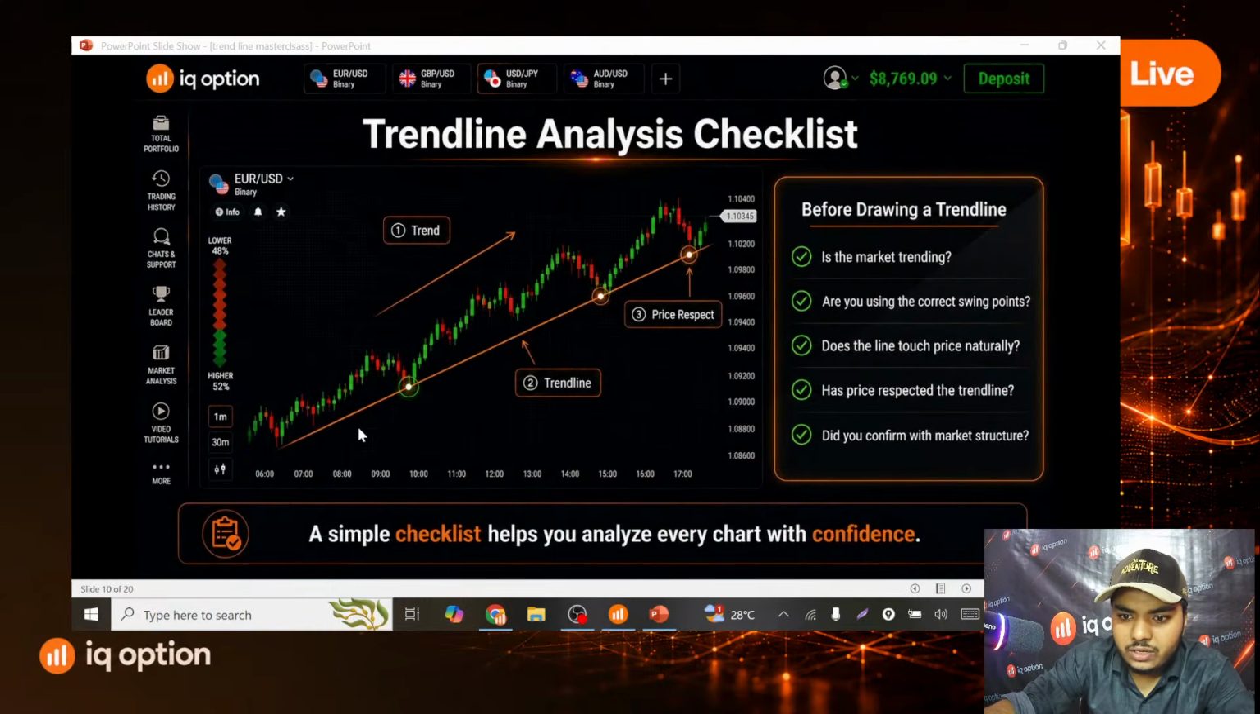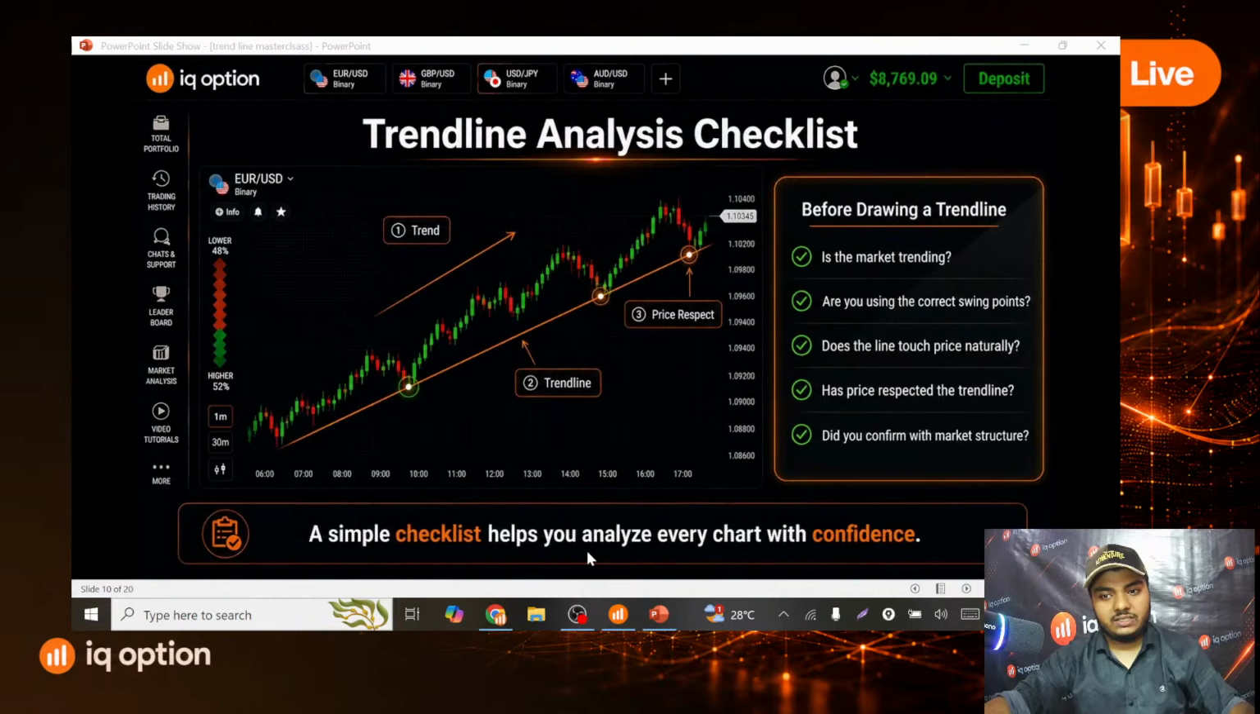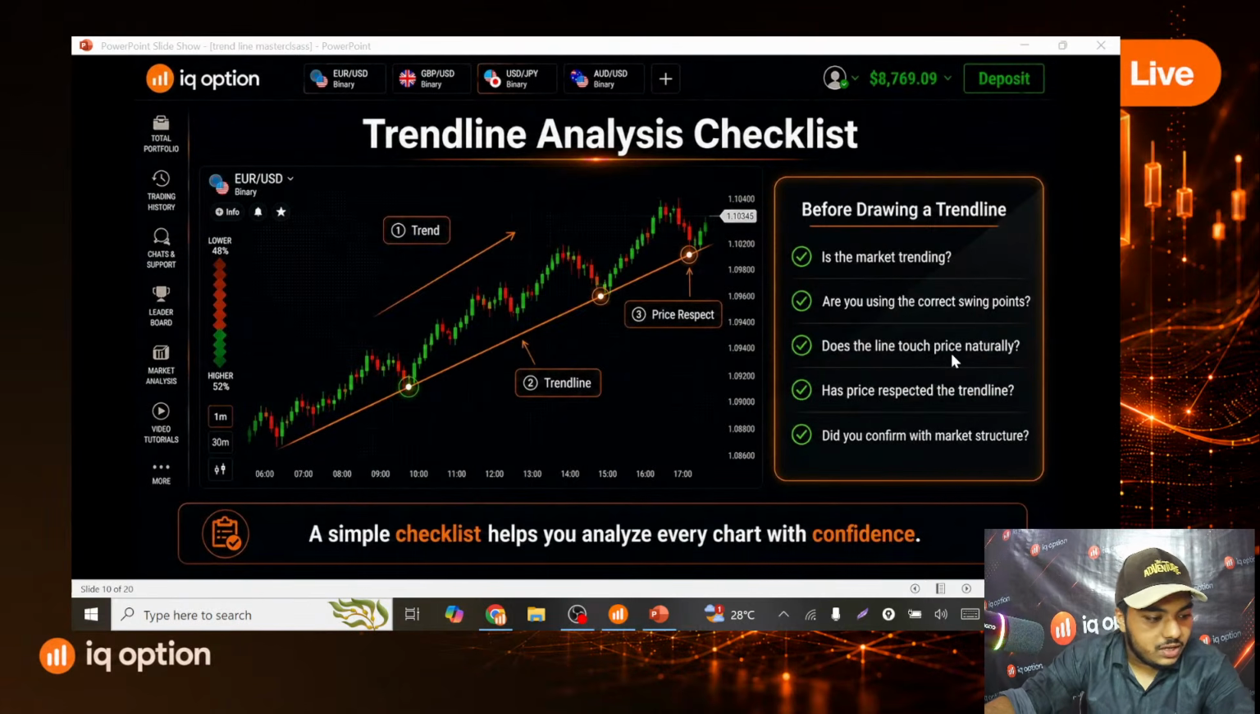If you just understand this and also follow the market structure, you will become a pro at making any decision in trading. A simple checklist helps you analyze every chart with confidence. Okay, always, guys, ask yourself before making any decision, all this information, all this checklist. And let's move to the next topic, guys.